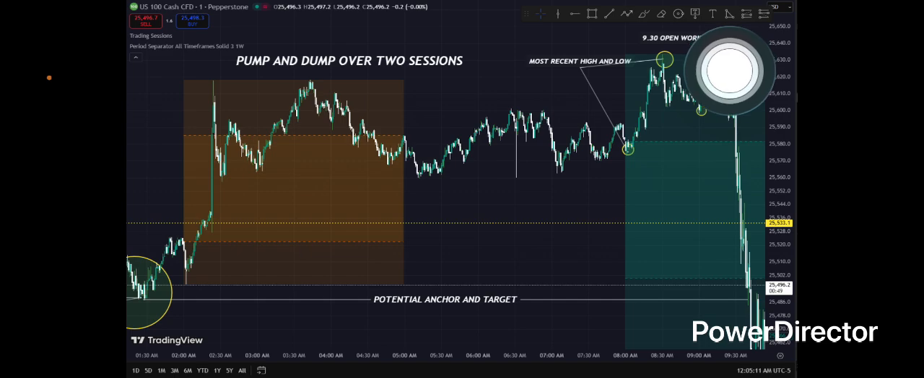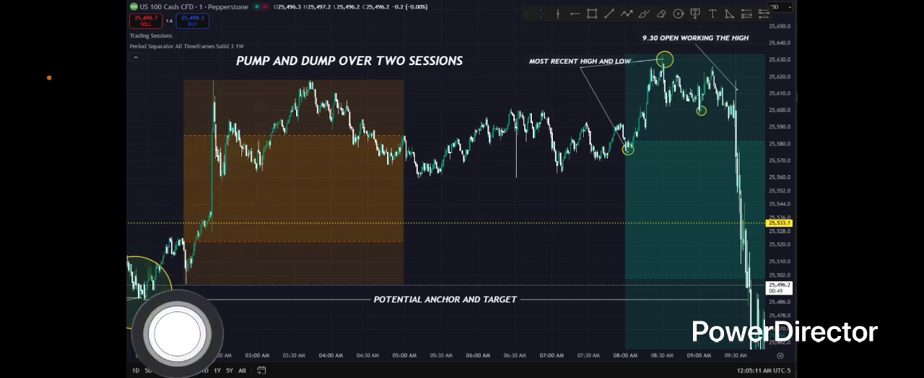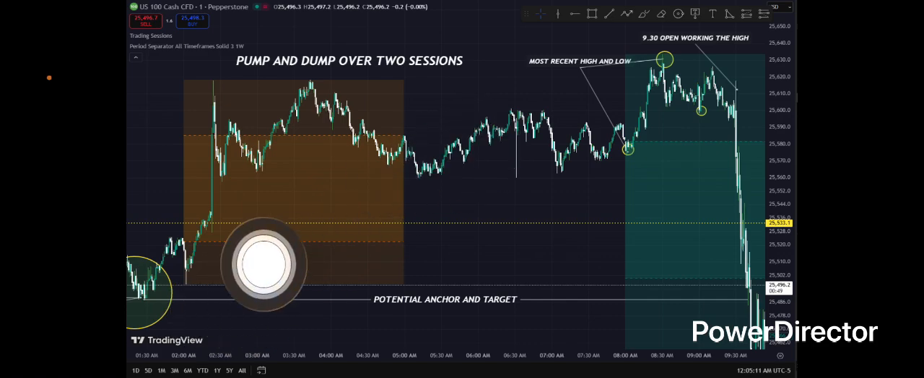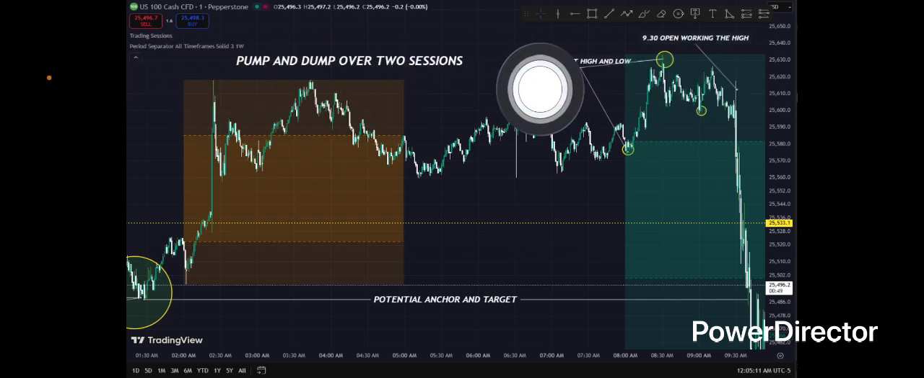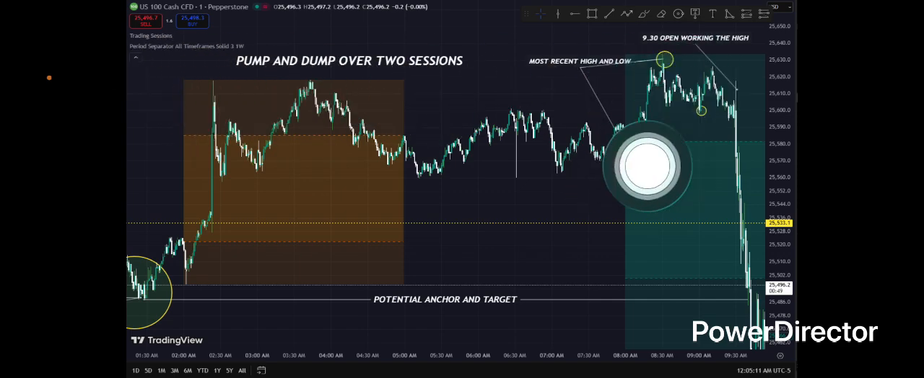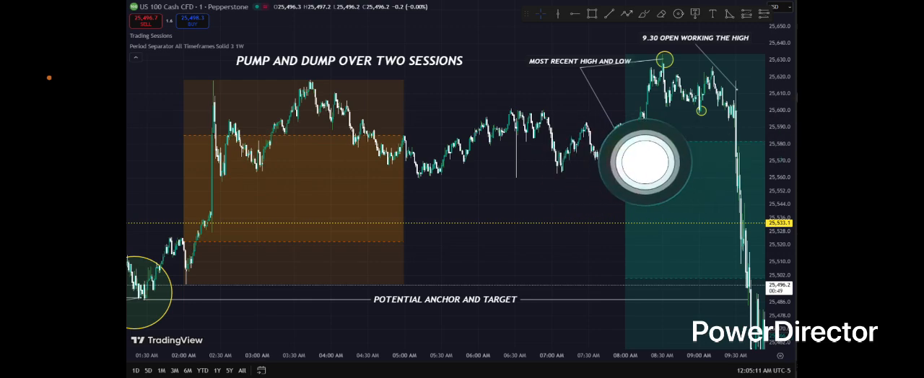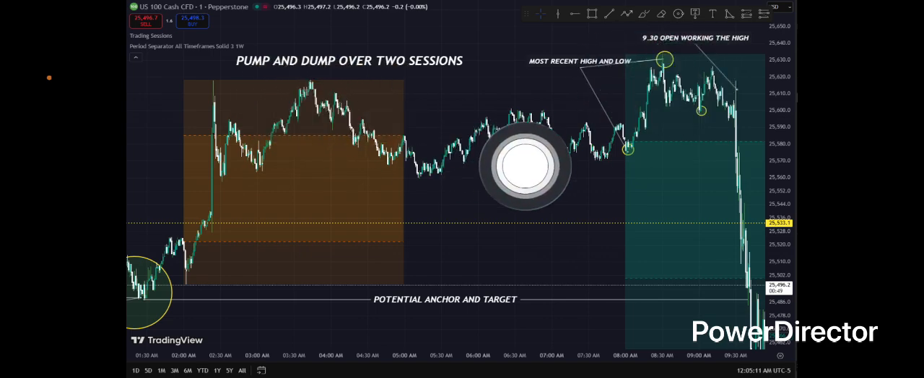So when we come to our session, you can see where I've denoted the 9:30 candle. That's that spike up towards the high of the session right there at 9:30. That's the open. So you can see here's that potential anchor. This market pumps up. This is our front side of this move. But you can see we just barely go through those London highs going into the New York session. Now, if you pay close attention, we have our most recent low and our most recent high. Here's our high in London.